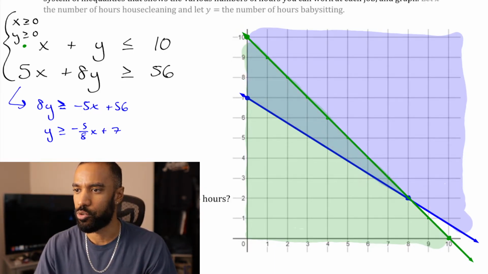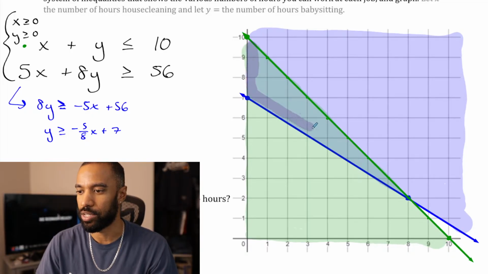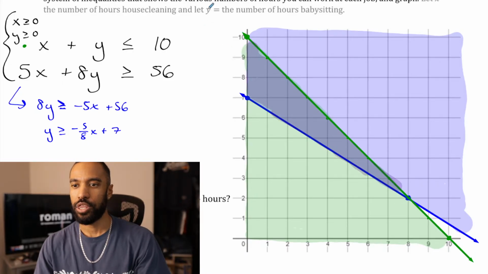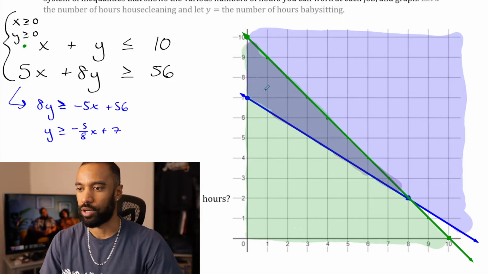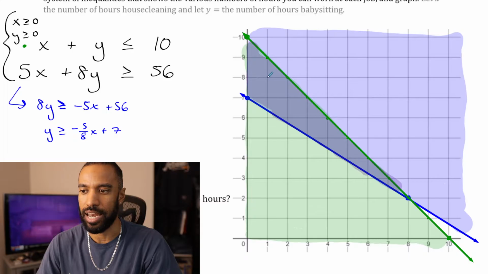The overlapping shaded region right here is the only set that we can do, which satisfies 10 hours worked or less and $56 made or more. I guess that looks a little too close to the other bluish. So anything within here would work. Here is our graph. That means I could work 1 hour babysitting, or excuse me, house cleaning, I think, and $8 and 8 hours babysitting, and that would satisfy both of these.